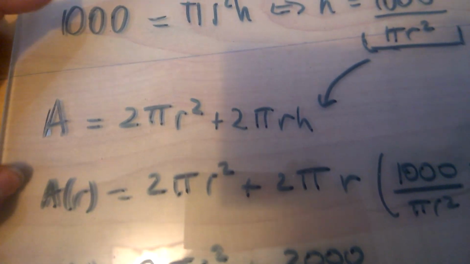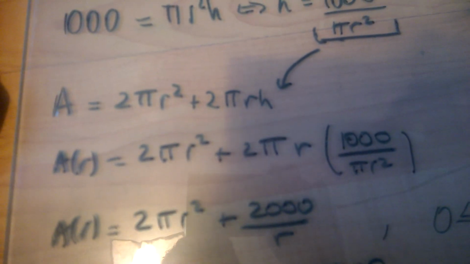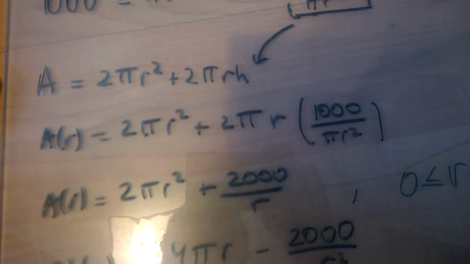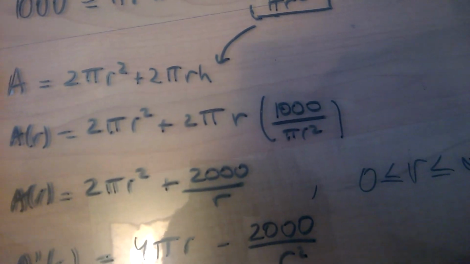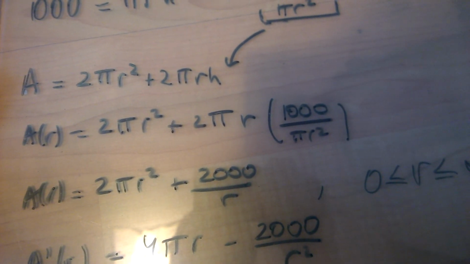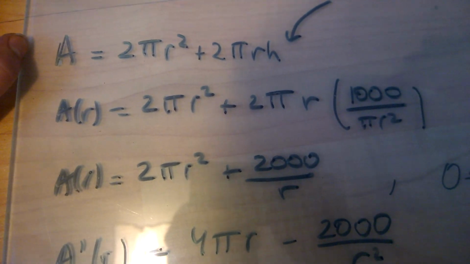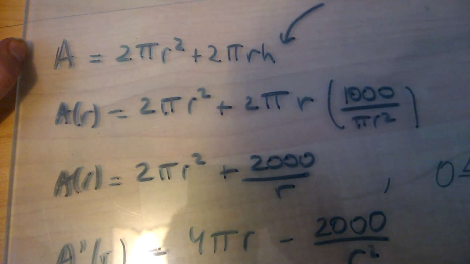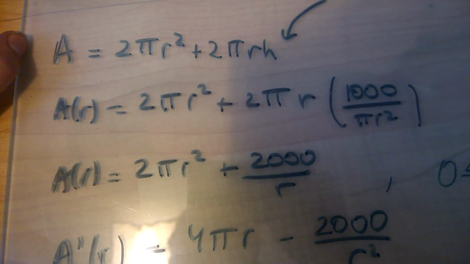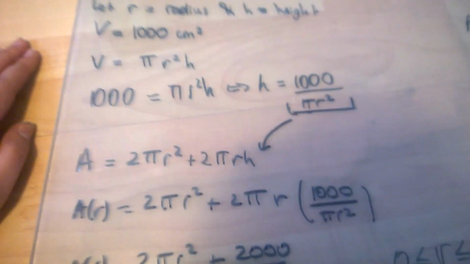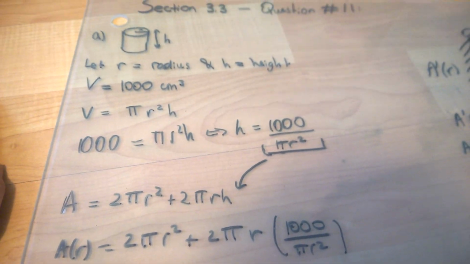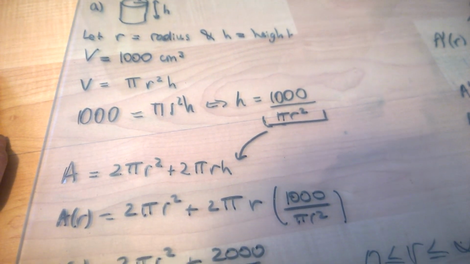And if we substitute this into our function, we get that A of r is going to equal 2 pi r squared plus 2 pi r times 1000 over pi r squared. And now if we simplify it, we get that A of r is going to equal 2 pi r squared plus 2000 over r. Okay, so we've got this far.